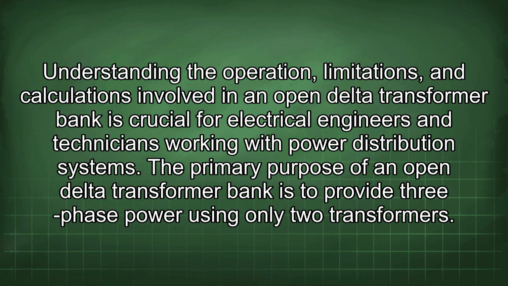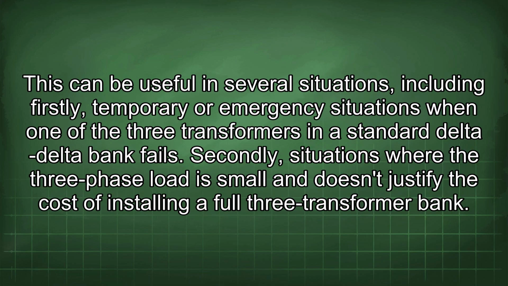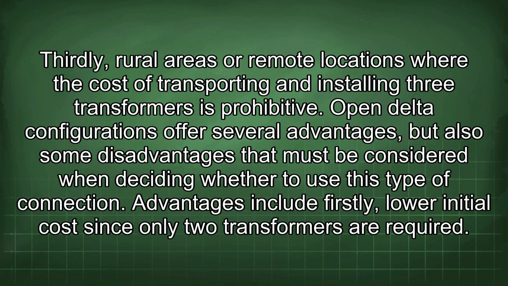The primary purpose of an Open Delta transformer bank is to provide three-phase power using only two transformers. This can be useful in several situations, including firstly, temporary or emergency situations when one of the three transformers in a standard delta-delta bank fails. Secondly, situations where the three-phase load is small and doesn't justify the cost of installing a full three-transformer bank. Thirdly, rural areas or remote locations where the cost of transporting and installing three transformers is prohibitive.